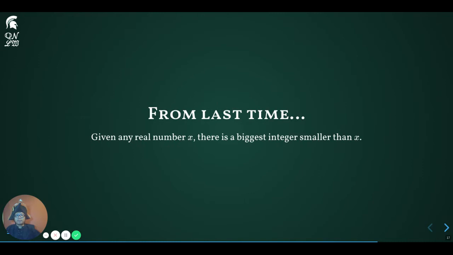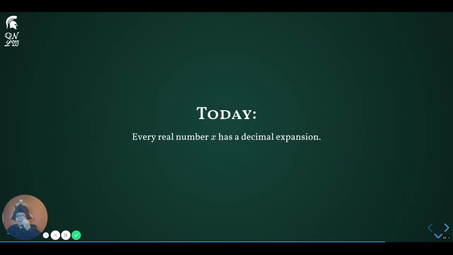To start with, let's quickly recall from the last lecture one of the variants of the Archimedean property, namely that given any real number x, there is a biggest integer that is smaller than x. That variant will play a central role in constructing the decimal expansion.